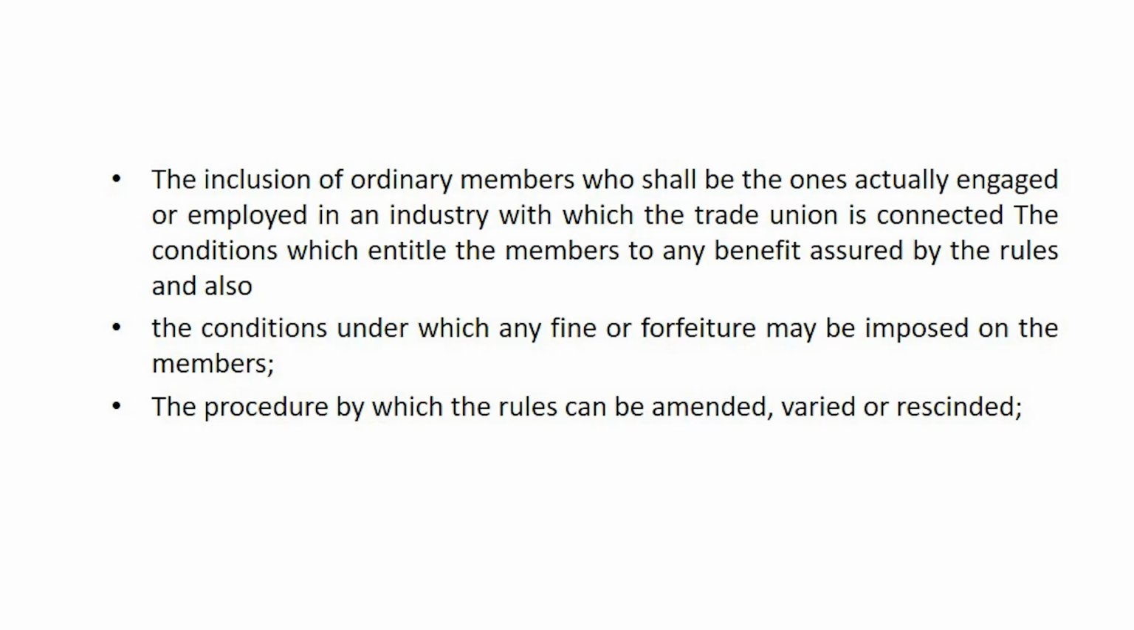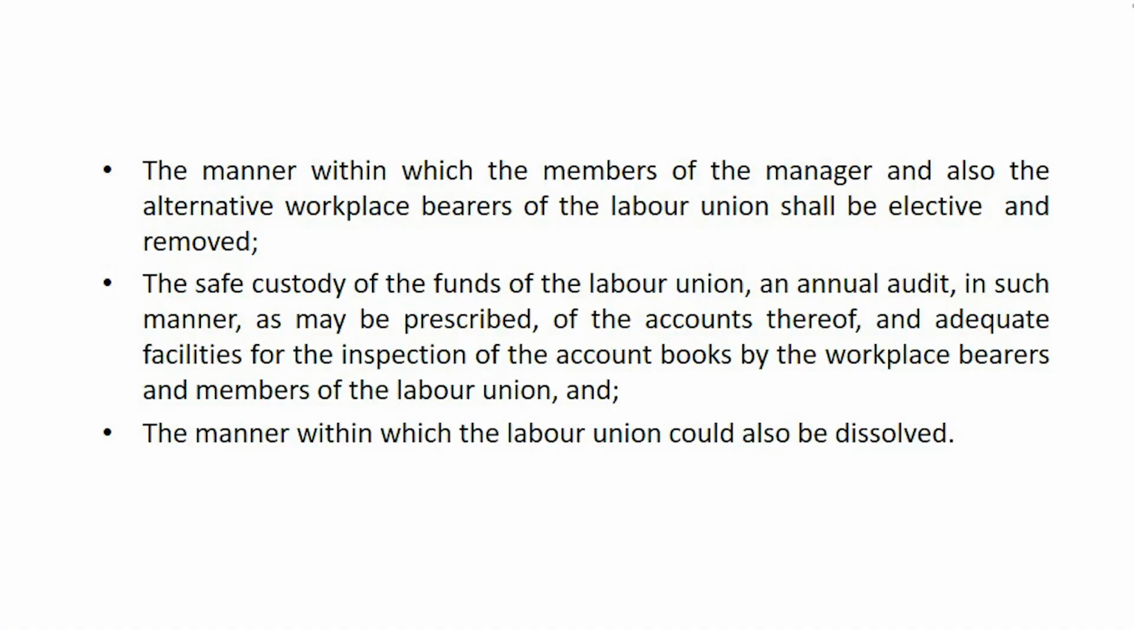The procedure by which the rules can be amended, varied and rescinded. They must specify, they have to be very, very clear. If they want to change any of the rules, what is the procedure, how many members would give consent, how many members have to agree with this kind of motion. So what is the procedure for making an amendment? If they want to make any change, or vary any of the rules, the things must be very, very clear. If they want to rescind anything, then how many members would be agreeing to these kinds of motions, the things have to be ready.